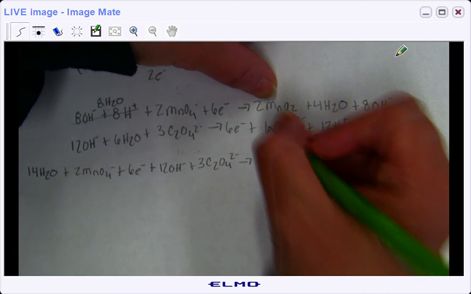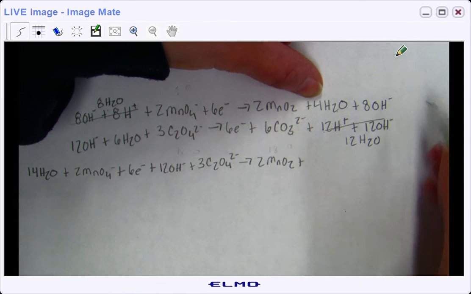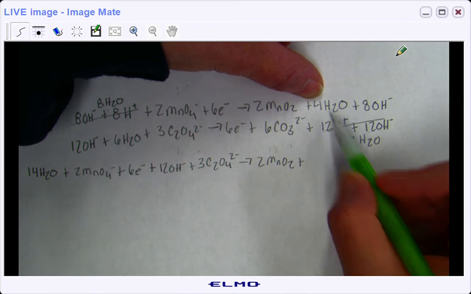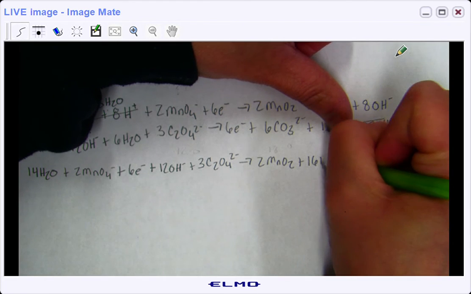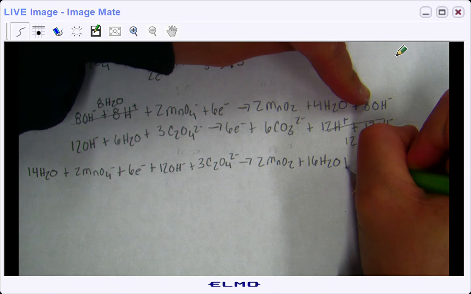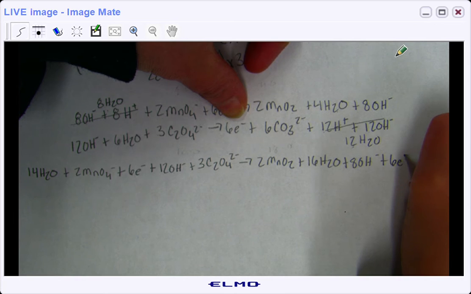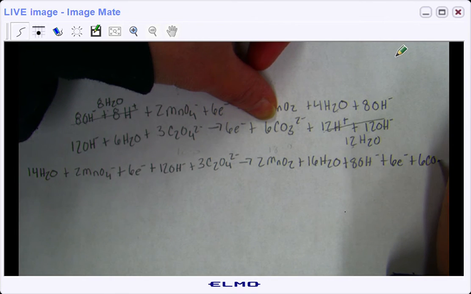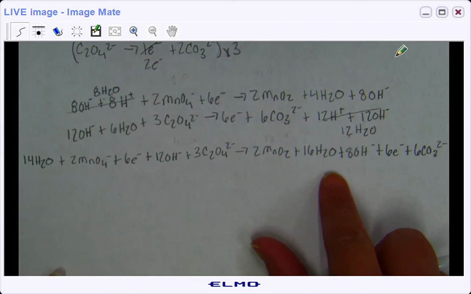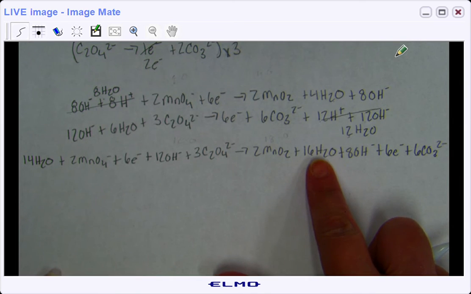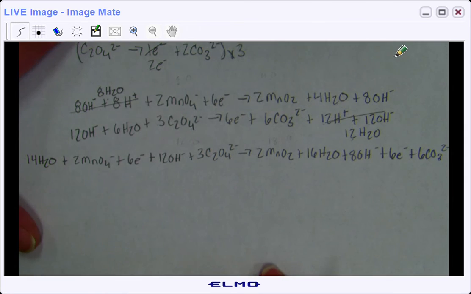And now we are going to do the product side. I have 2 manganese dioxides. I have 4 and 12. 4 plus 12 is 16 total waters. I have 8 hydroxides. I have 6 electrons and 6 carbonates. Again, these waters have already been added as part of my 16, so I do not need to add them again. Now we need to go through and start canceling.